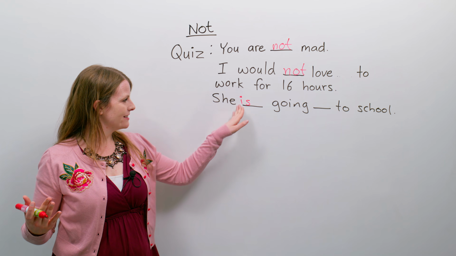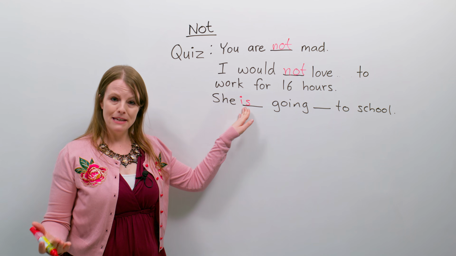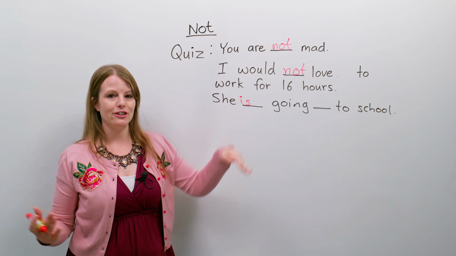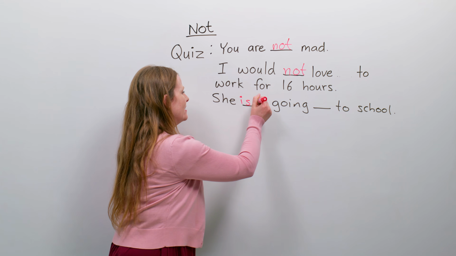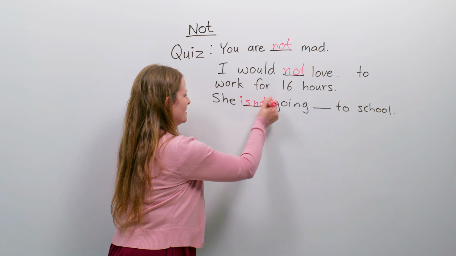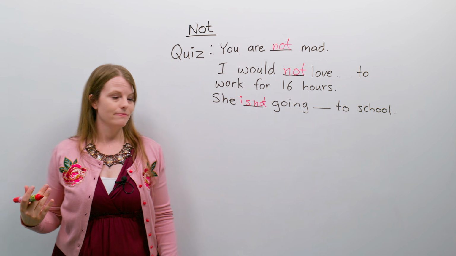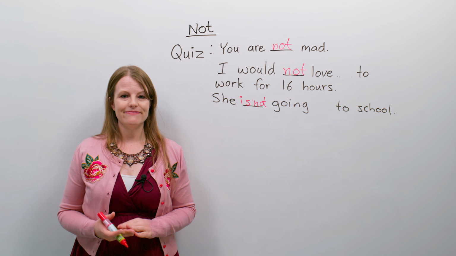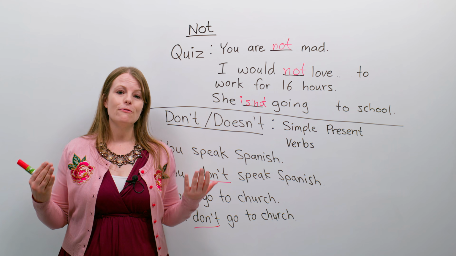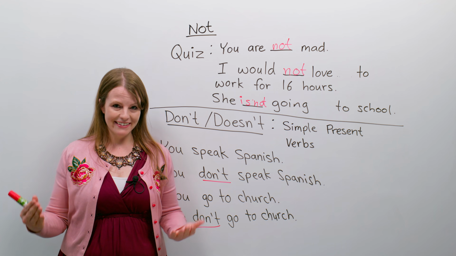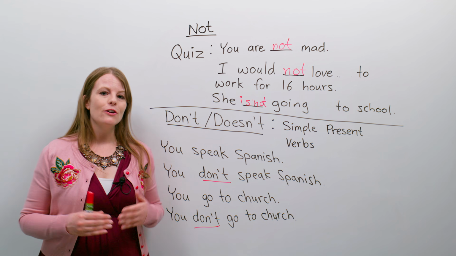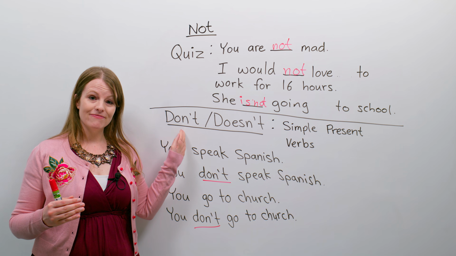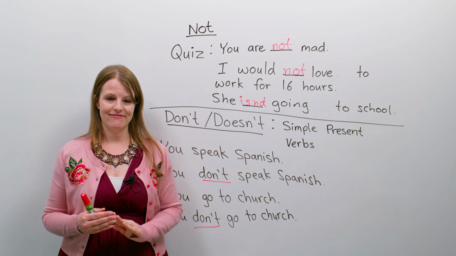And where do we put it? Well, is a be verb, so it goes right after the be verb. She is not going to school. And so there's nothing that goes here. Okay. So for simple present tense verbs, we use don't or doesn't.